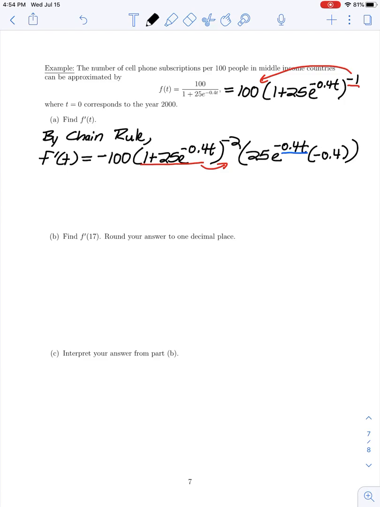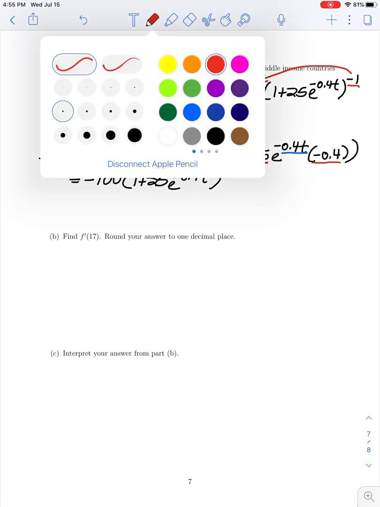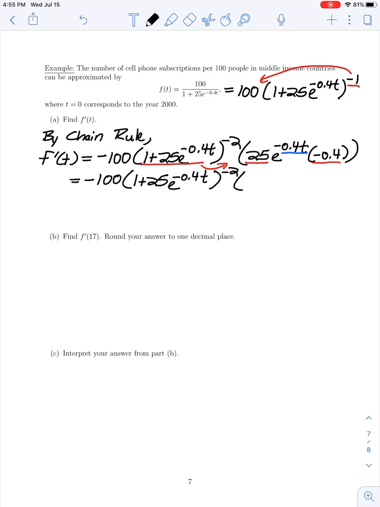So now let's simplify our work a little bit. We have negative 100 times 1 plus 25e to the negative 0.4t raised to the negative 2. And in this last expression on the end, when I have 25 times negative 0.4, I'm left with a negative 10. And then I still have my e to the negative 0.4t. So rewriting this once more, when I have the negative 100 times negative 10 e to the negative 0.4t, that gives me a positive 1000 e to the negative 0.4t.